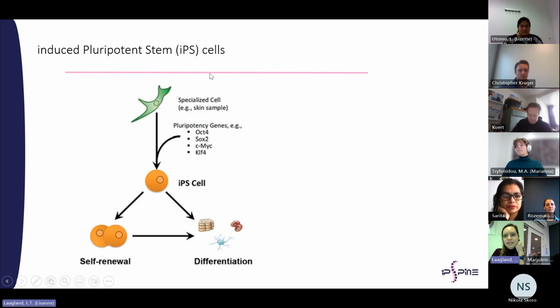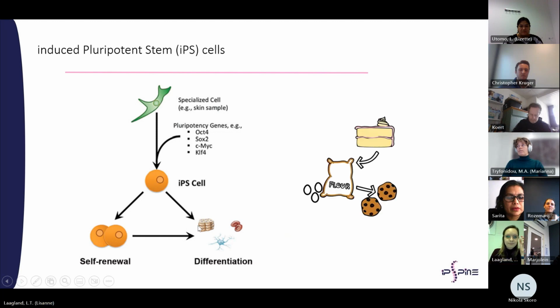So to explain this a bit more in detail, you can take a specialized cell, for example, from a skin sample, and then with this set of pluripotency genes, you can reprogram it to be pluripotent again. So we call this induced pluripotent stem cells, because we induce them to be pluripotent. And then this stem cell can again become more stem cells, so the self-renewal step, but it can also then again become cells of different organs. So it's a bit like bringing a cake back to the basic ingredients, so the eggs and the flour, and then you can make cookies out of it.